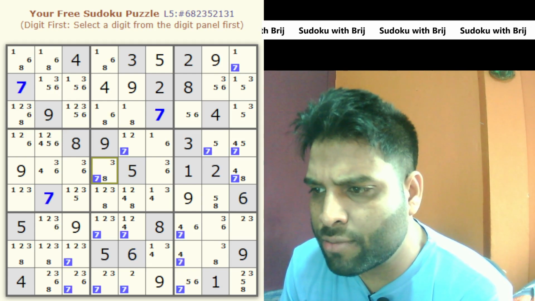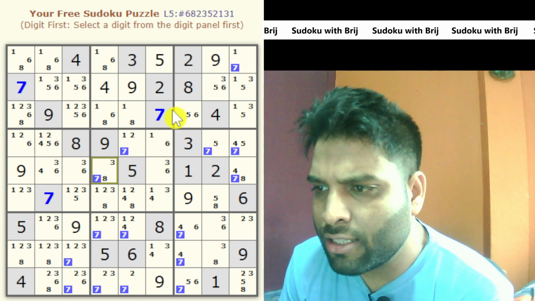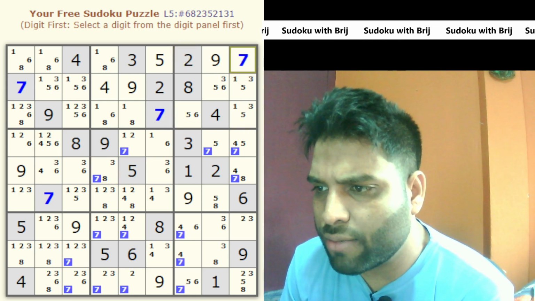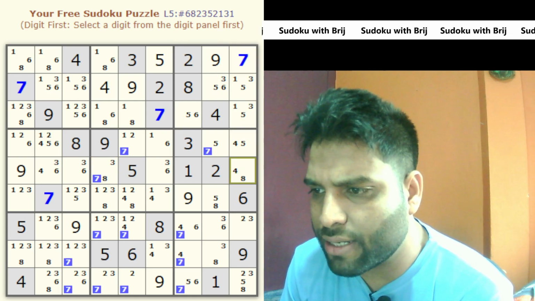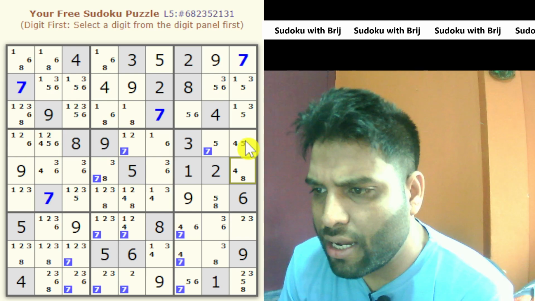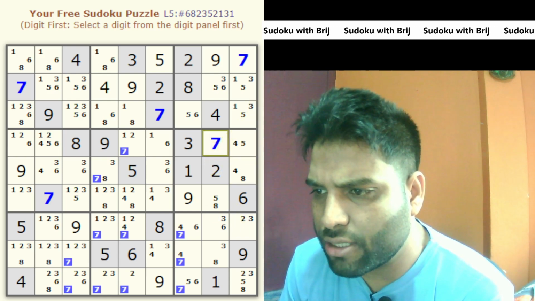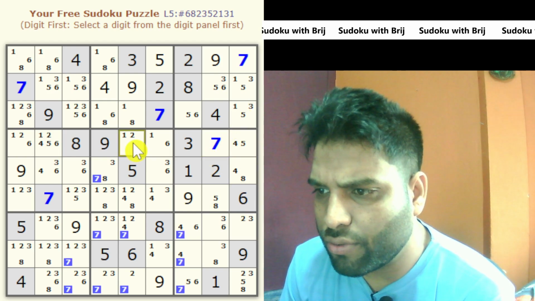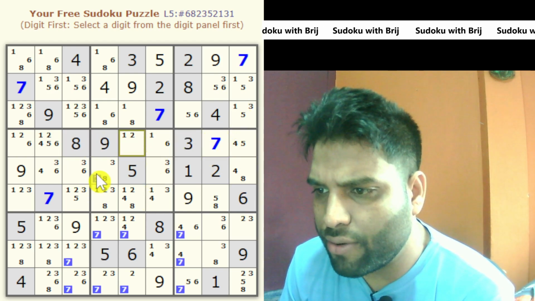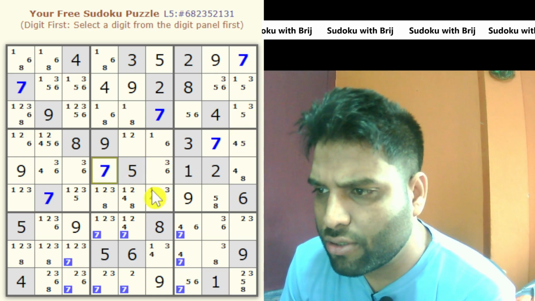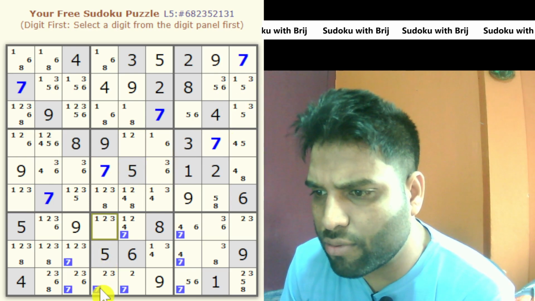Now let's move on to 7. In this box 3, 7 can only be in this cell, so we can put 7 over there, and so 7 can be removed from these two cells. And now in box 6, 7 can only be in this cell, so we can put 7 over here, so we can remove this 7. And now in box 5, we can put 7 in this cell, so we can remove 7 from these two cells.